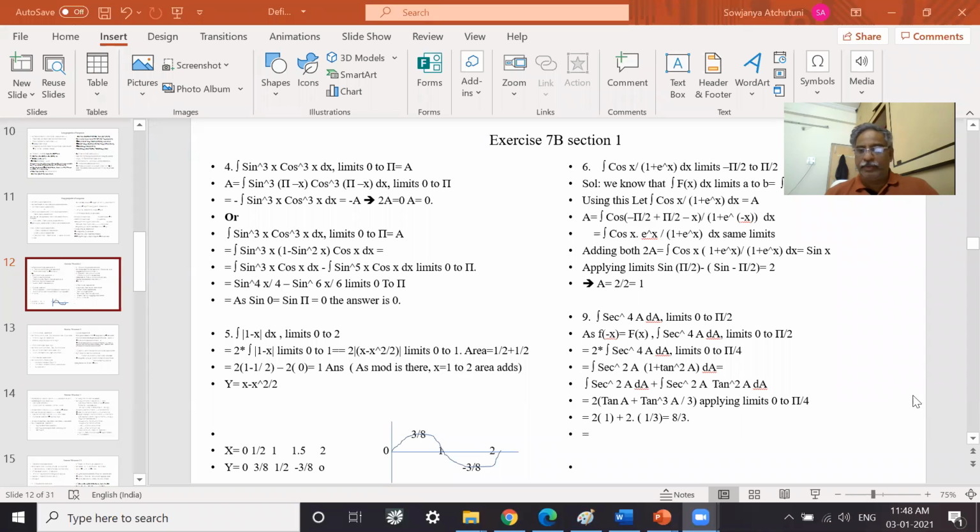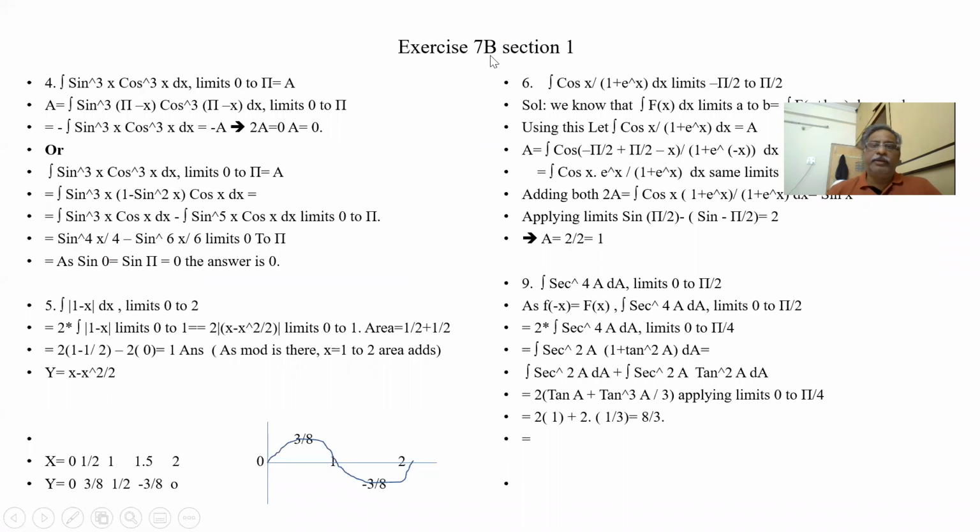Let us continue chapter 7b. We will start with chapter 7b. 7b is section 1; there are 3-4 sections in this. To understand the definite integrals with the limits, let us understand this chapter. Fourth question. 1, 2, 3 are simple. Let us do the fourth one.